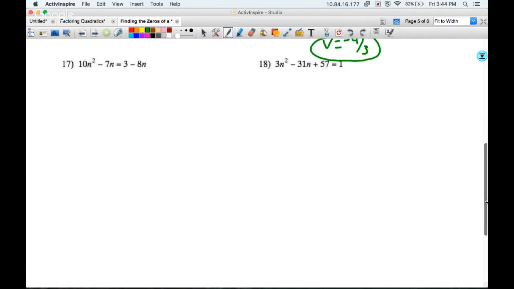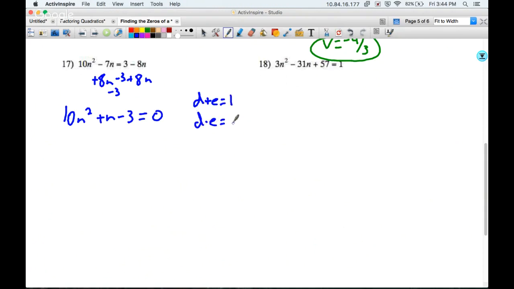All right, let's do, looking at these, they look about the same. We'll do 17. So let me add 8n to both sides. And also subtract 3 from both sides. Here we now have 10n squared plus n minus 3 equals 0. I can't factor out that 10, so I need two numbers, d plus e equals 1. D times e equals negative 3 times 10, or negative 30. So factors of negative 30 that add up to be positive 1.